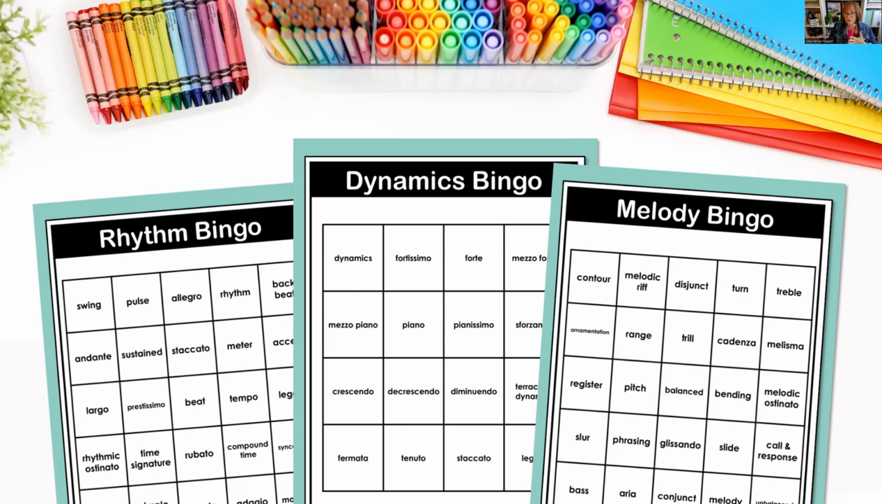Now, I like to print mine on colored paper. And if you're anything like me, my melody sets are in pink, my dynamics are in red, my rhythm are in orange, so I know which set I'm looking for. It's up to you, but print it onto colored paper. The kids really love it.